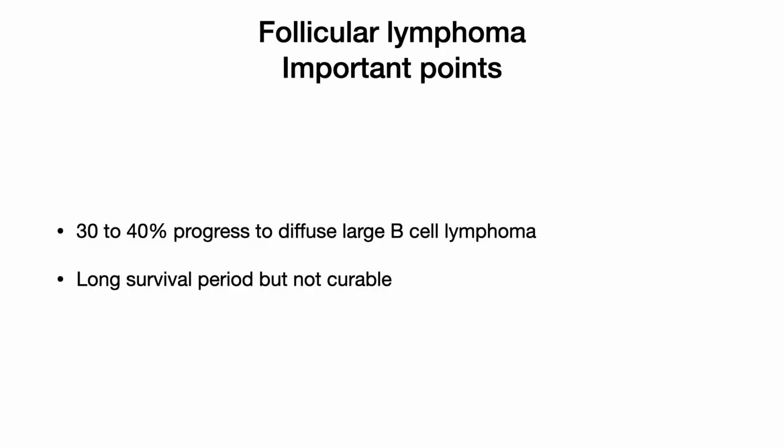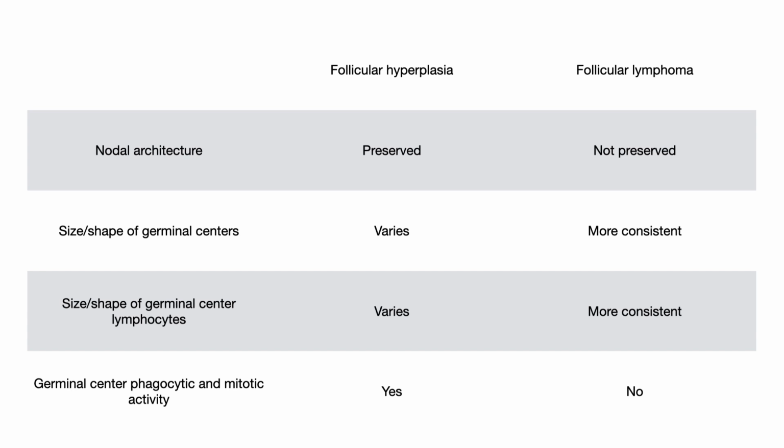Okay, so about 30 or 40% progress to diffuse large B-cell lymphoma, which is a much more aggressive lymphoma. And then they have a long survival period, but they're not curable. And I'll show you a good slide of this where we talk about mantle cell. Or at least they weren't curable. I never know with some of the things they're making and stuff like that. Maybe sometime, but it's usually because in the past they're targeting the dividing cells, and there's no dividing cells.